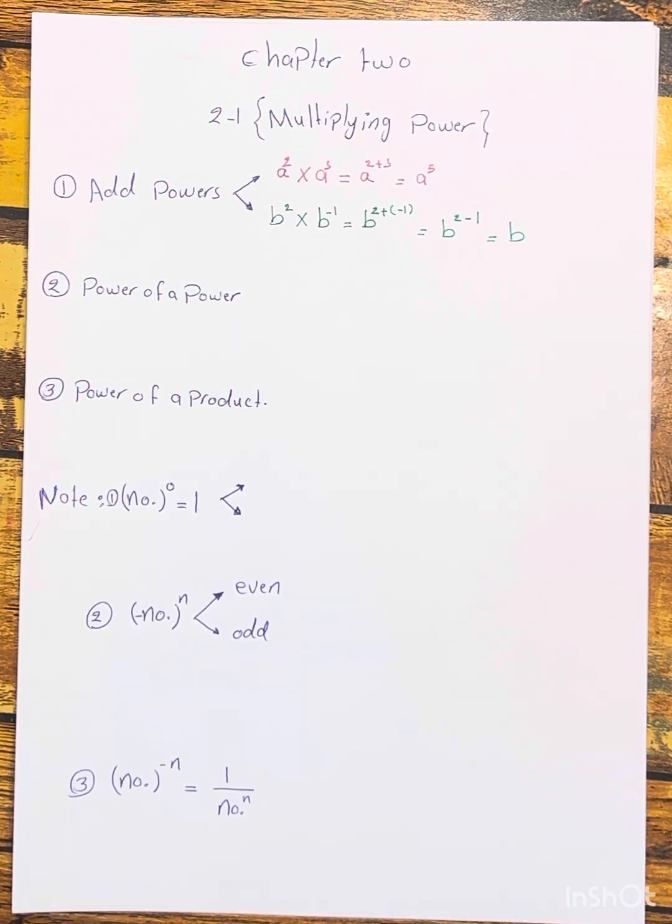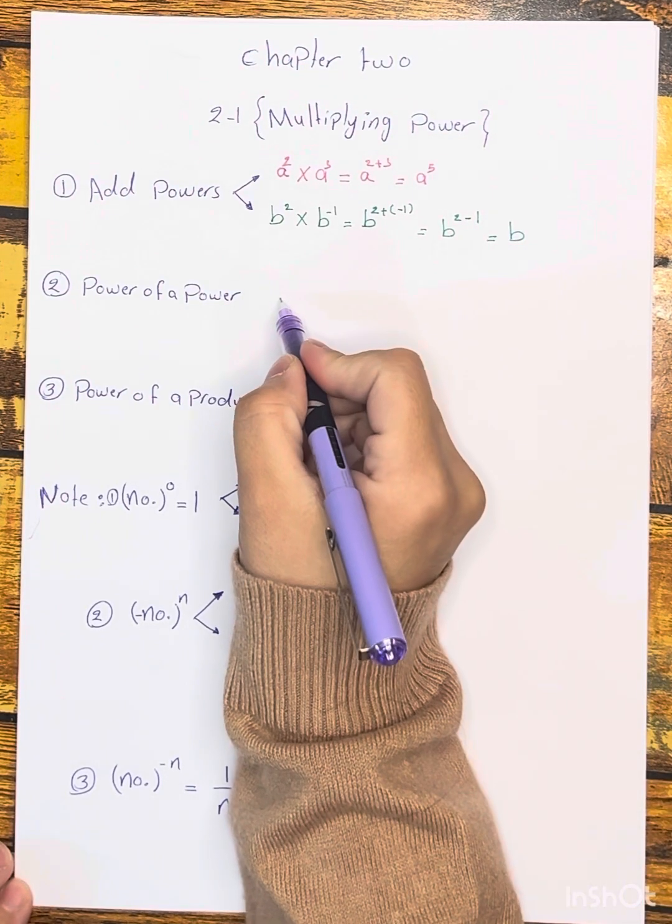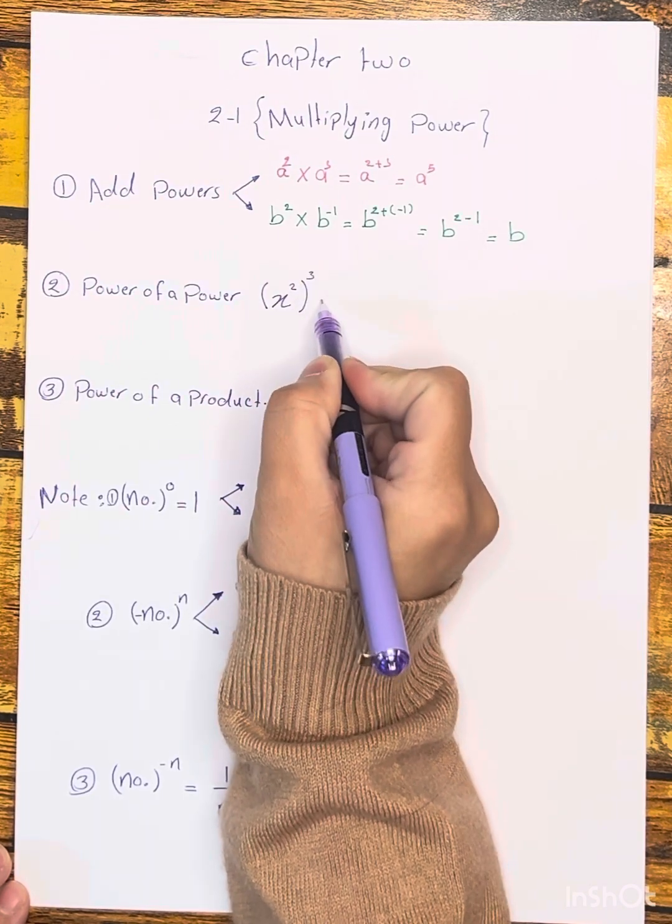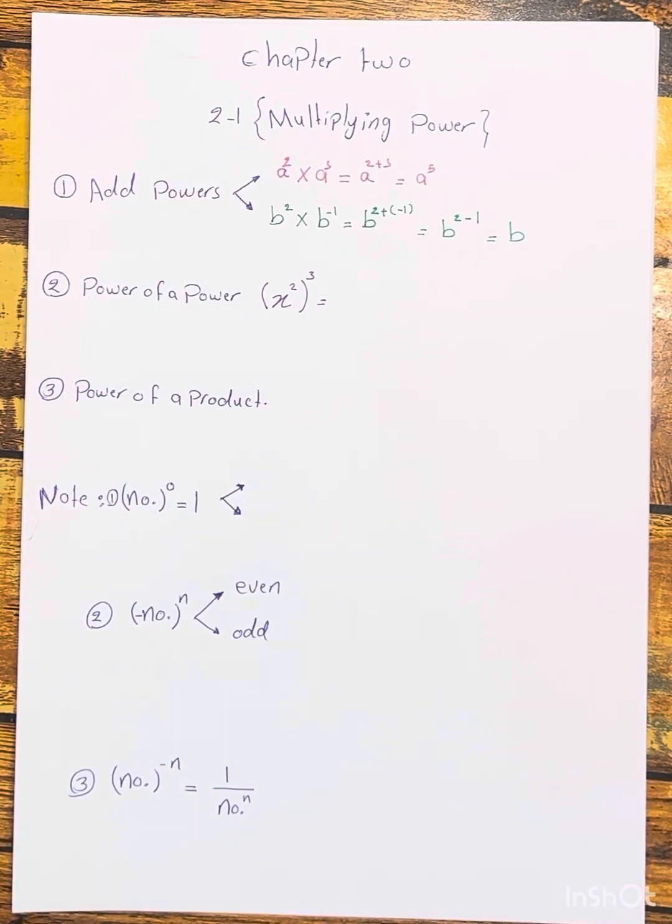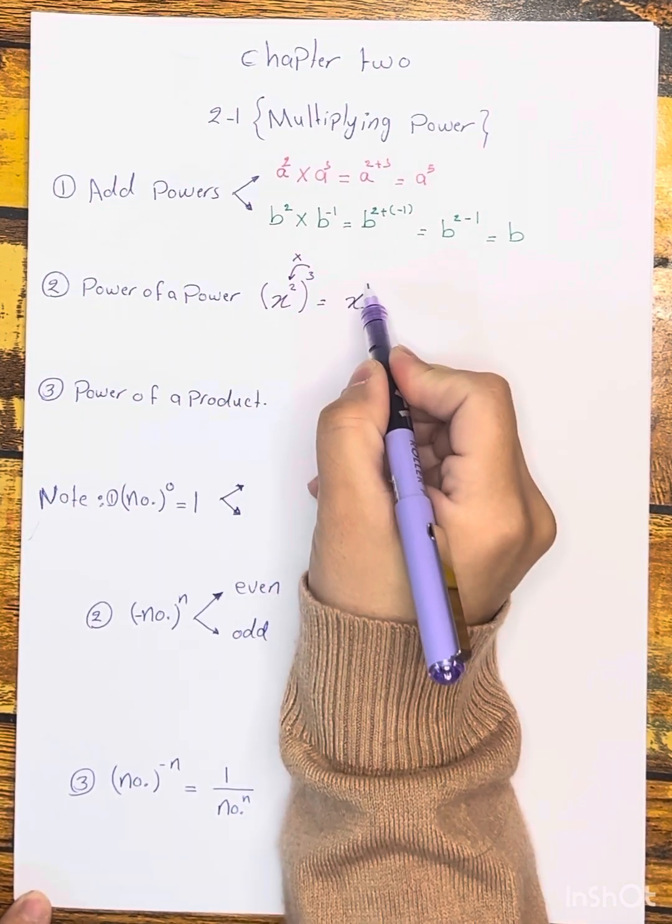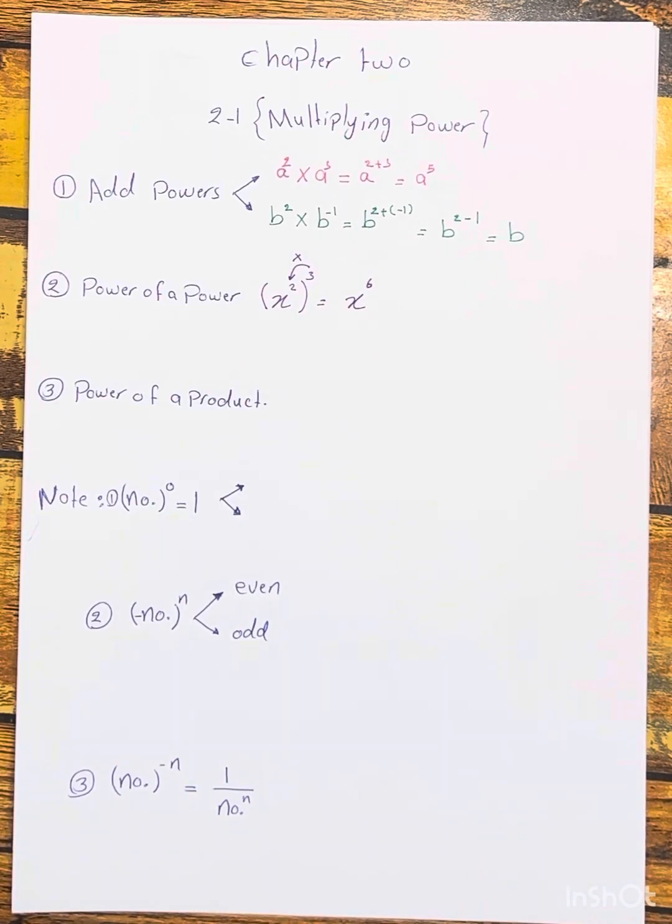Second note, it's about power of a power. For example, we have x to the power of 2, and all to the power of 3. If we have a power of a power, or we can say a power raised to a power, we need to multiply the powers, okay? We need to multiply 3 by 2. It will be x to the power of 6, okay? What's the difference between them? If there's multiplication between two same bases, we need to add their powers. If we have a term with a power raised to a power, we need to multiply the powers.